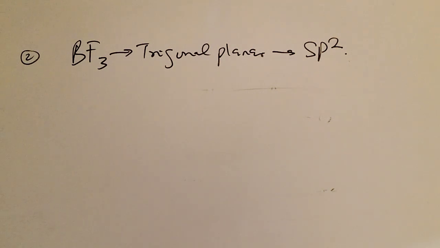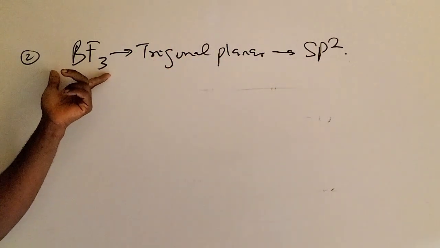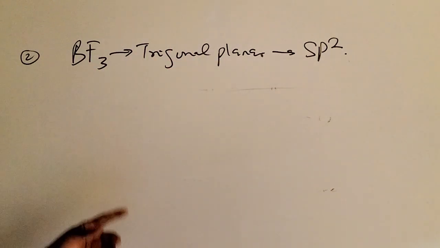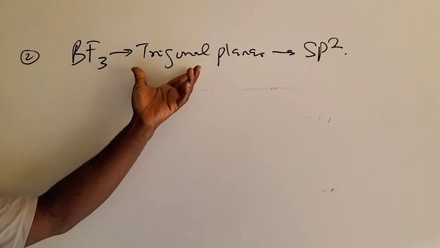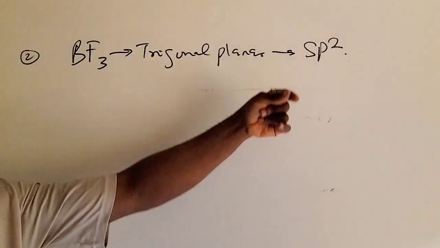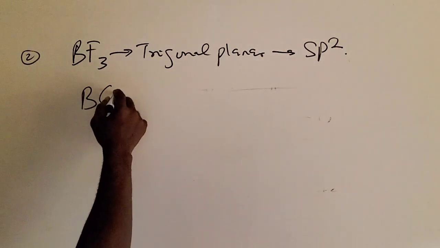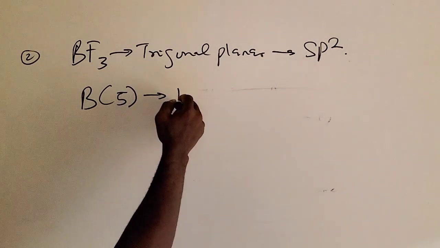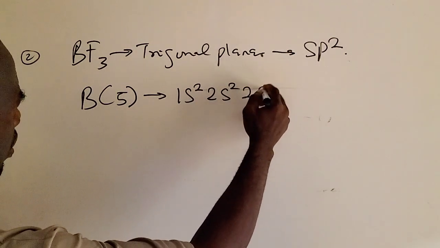So we look at another molecule that has the trigonal planar shape, boron trifluoride, where the central atom has no lone pair and is bonded to 3 atoms. So trigonal planar molecules normally have the sp2 hybridization scheme. The central atom here is boron. Let us write the electronic configuration of boron with 5 electrons: 1s2, 2s2, 2p1.